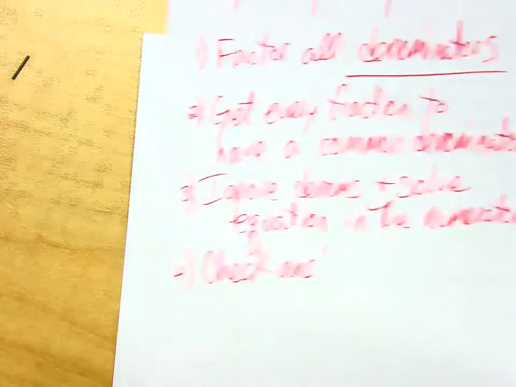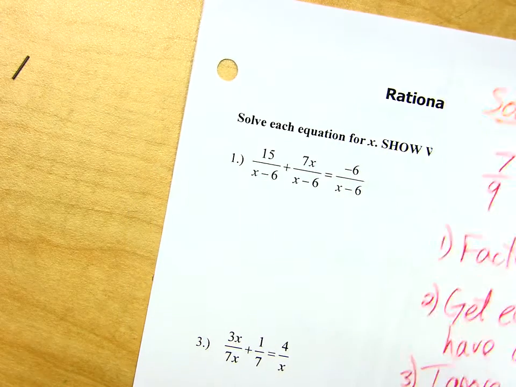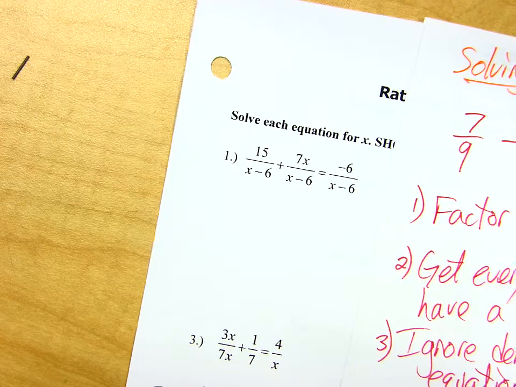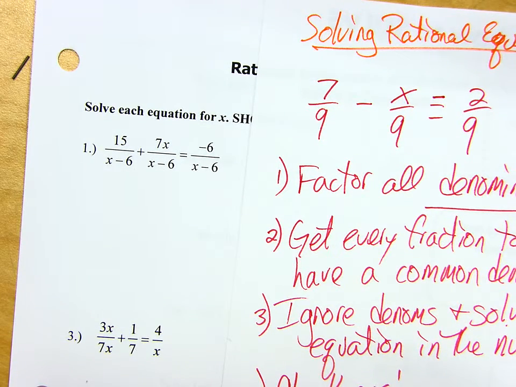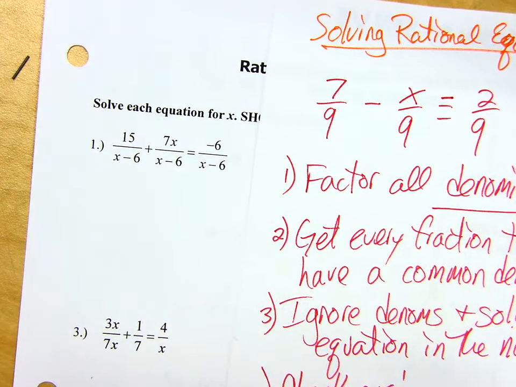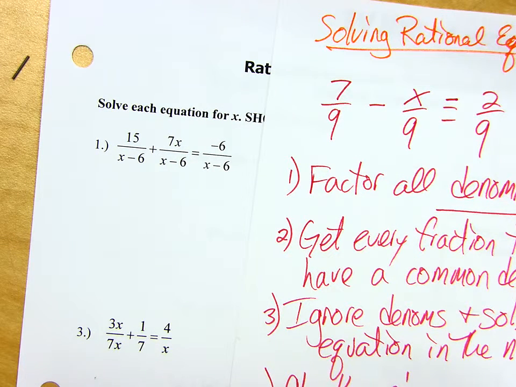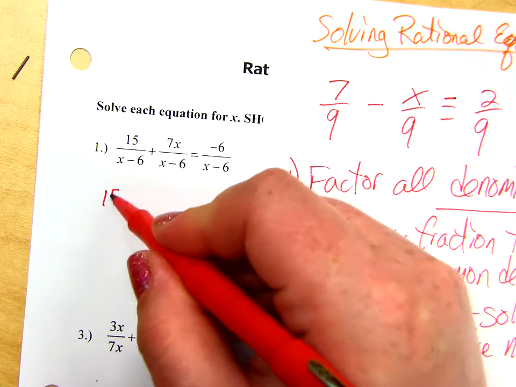All right, so let's work through an example or two on the sheet that I just gave you. Step 1, factor all the denominators. Okay, well, they're already factored. There's nothing for me to do. Get every fraction to have a common denominator. Oh, guess what? That's already done for me too. They're all x minus 6's already. So in step 3, I'm literally going to ignore it.